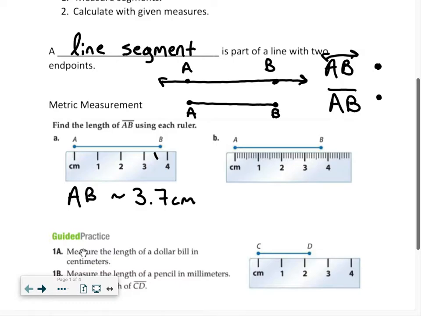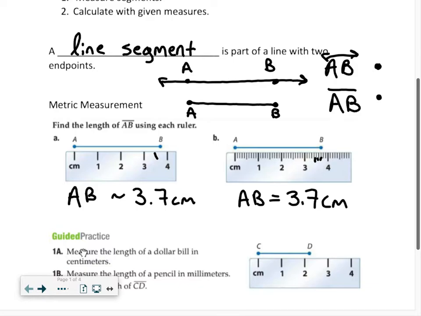On example B, the ruler that we're using breaks it down into millimeters, and a millimeter is a tenth of a centimeter. So we break this down into 10 small segments. Here we can see this is clearly past 3 centimeters again. That's 3.5, 3.6, and 3.7. So here AB is pretty clearly 3.7 centimeters.